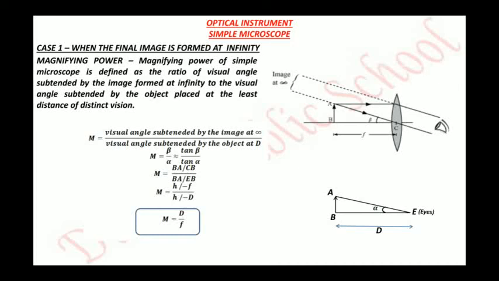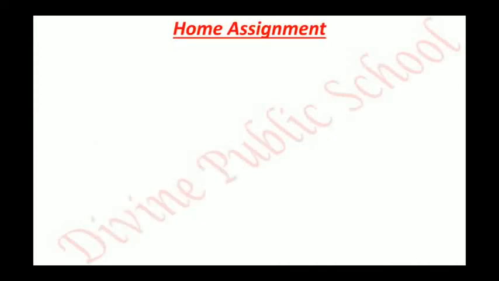So what is your home assignment for the day? The first question is, why does the sky appear blue? As I have told you, it is due to scattering of light, but write the answer in your own words. Don't copy the answer from any book. You have understood the reason, so write the answer in your words. The second one is, why are danger signals made red? As I have told you, due to scattering only, but write in your own words.